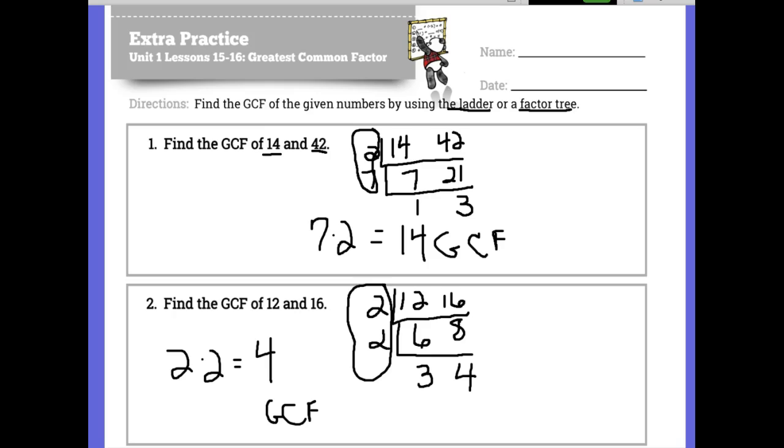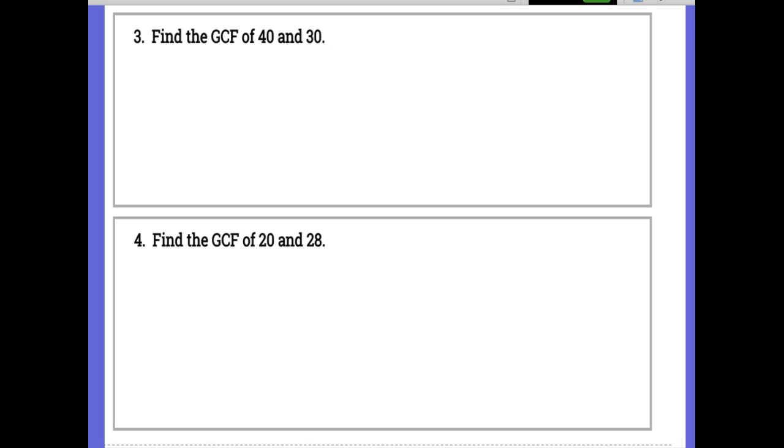Now, we're going to take a look at the next 2. And remember I said these I'm going to do as a factor tree. So I'm looking at the greatest common factor of 40 and 30. So I'm going to set up 40. I'm going to set up 30, where with the ladder method, you can pull out prime factors for both numbers at the same time. With the factor tree, we need to do them individually.